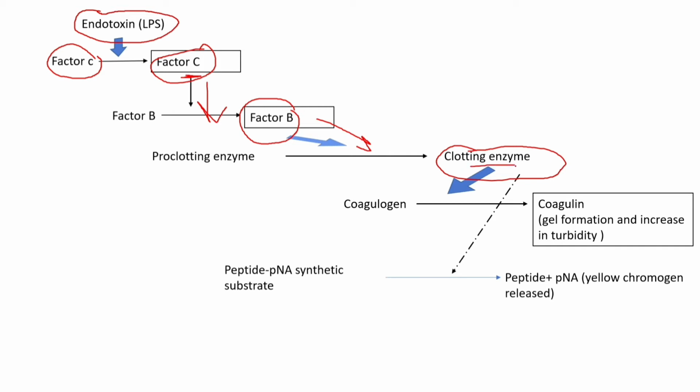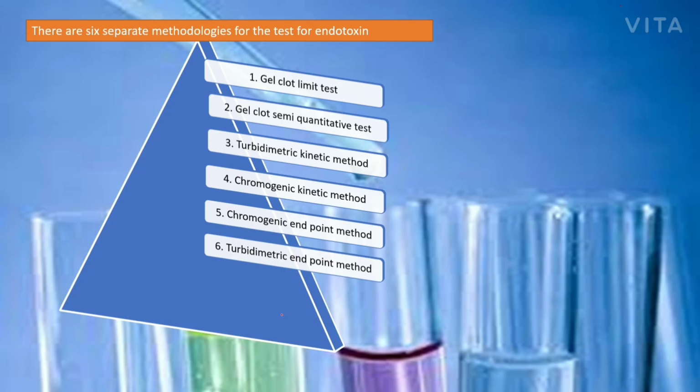During activation of the clotting enzyme, the coagulogen is hydrolyzed and converted into coagulin, which is a gel-forming substance, which increases the turbidity of the solution by forming the gel. So there are 6 separate methodologies for the testing of endotoxin.